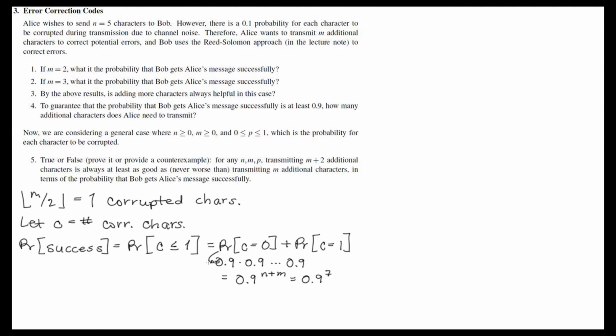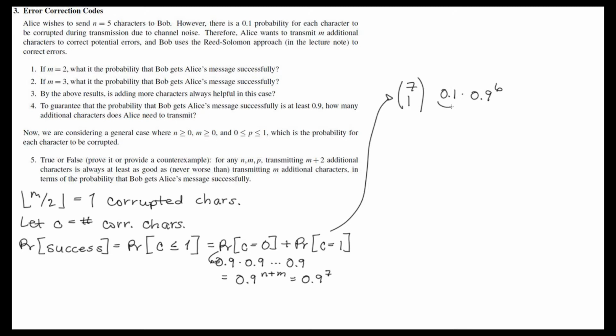For the probability that C equals 1, one way to think about it is that we should choose exactly one of the characters to be corrupted. So we'll have, out of 7 characters, we can choose 1 to be corrupted. And then the probability that a particular 1 is corrupted will be 0.1 for that one to be corrupted, times 0.9 for the other 6 to not be corrupted.